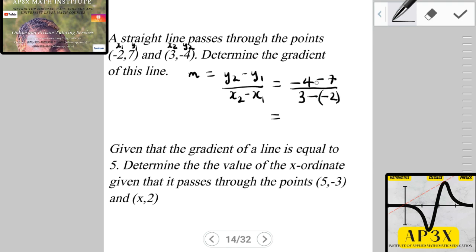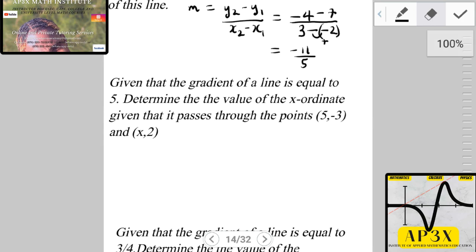Negative 4 minus 7, that's minus 11. And a negative clashes with a negative, it becomes a positive. So we end up with 3. Instead of take away 2, we're going to add 2. So we end up with 5. And so that is the slope value of our line, negative 11 over 5. All right, pretty good, pretty easy. You guys got this. Let's move on to another example.